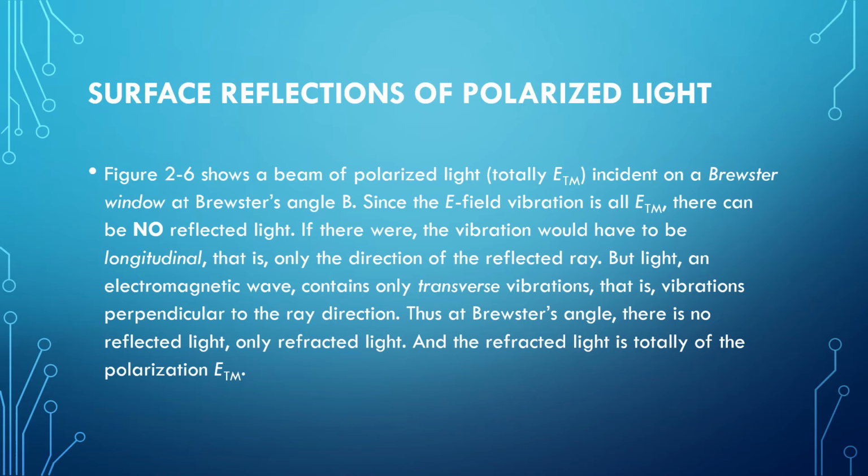That is only the direction of the reflected ray. But light, which is an electromagnetic wave, contains only transverse vibrations. That is, vibrations perpendicular to the ray direction. Thus, at the Brewster's angle, there is no reflected light, only refracted light, and the refracted light is totally of polarization ETM.